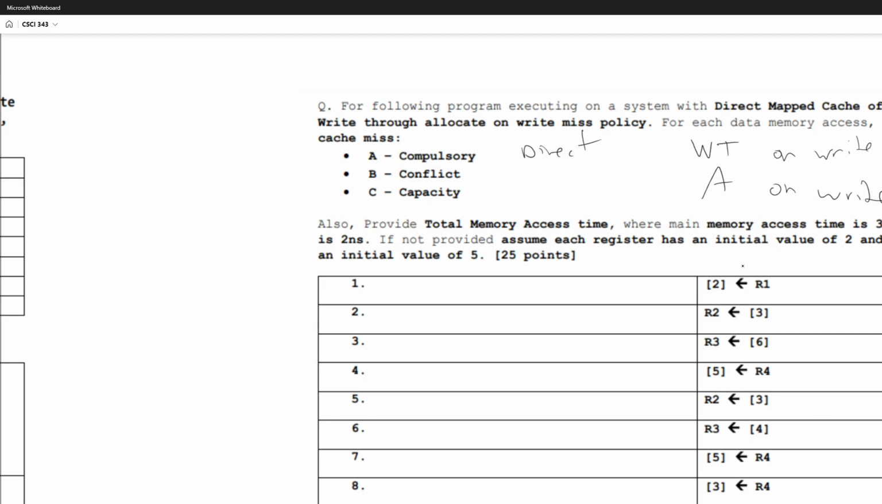For each data memory access, classify the types of cache misses. Also provide the total memory access time, where main memory access time is 30 nanoseconds, cache access time is 2 nanoseconds. If not provided, assume each register has an initial value of 2. Okay, every register has a value of 2. Every memory address has an initial value of 5. Okay.